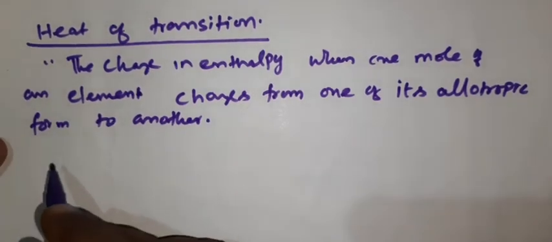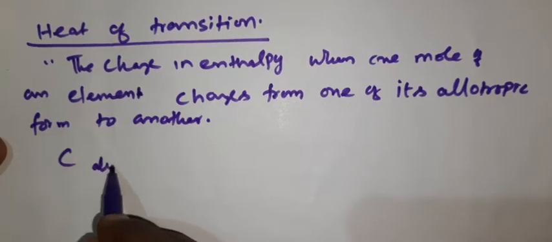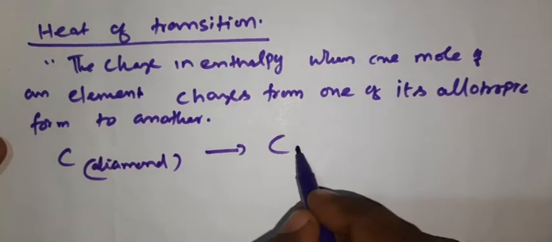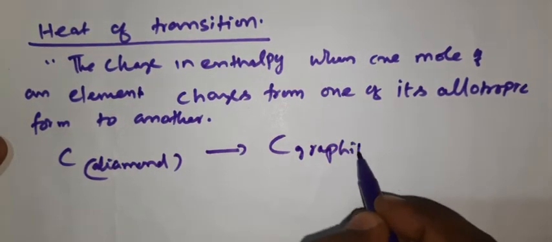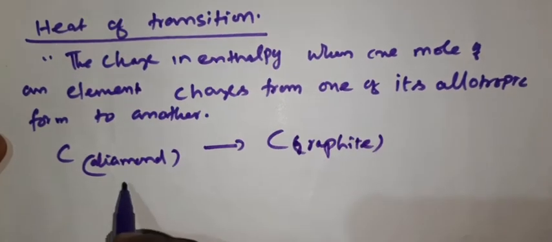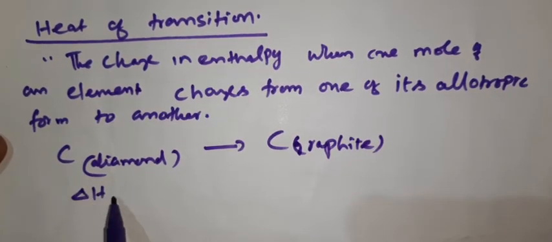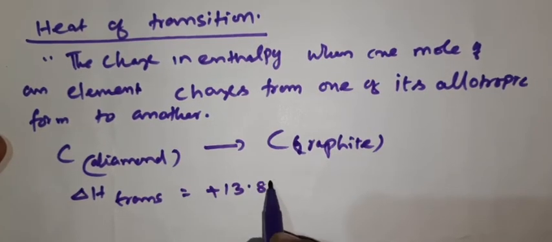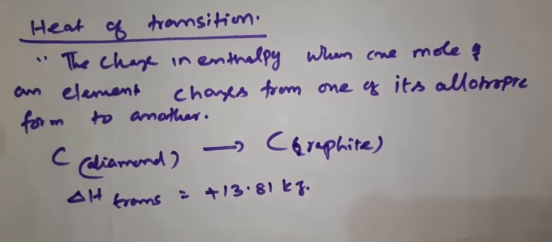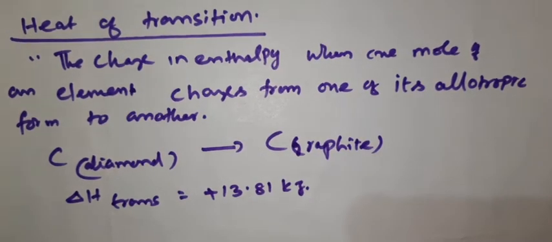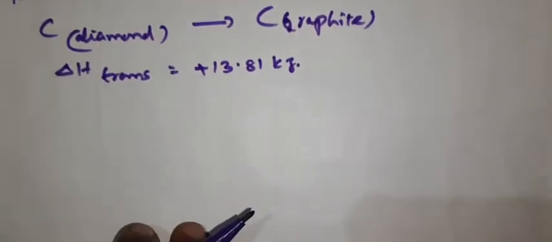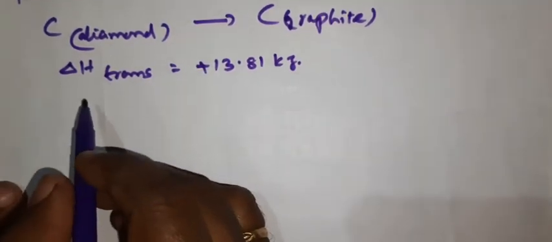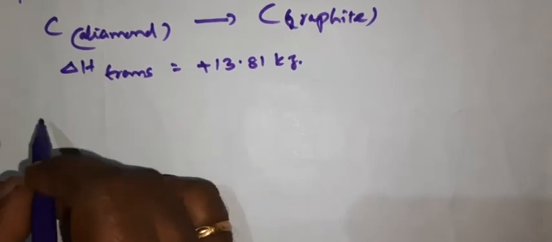So carbon is an example of allotropes: diamond when it changes to graphite. Okay, so delta H transition equals plus 13.81 kilojoule. Okay, next one, similarly, allotropic transition of sulfur and phosphorus we can also represent.